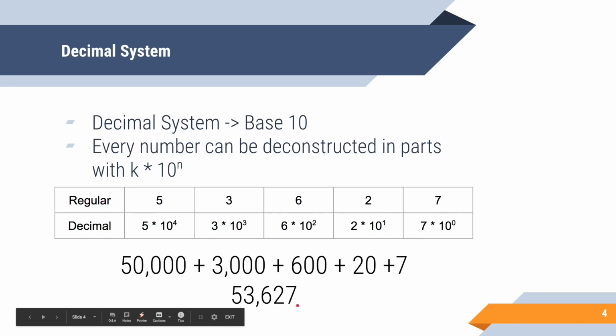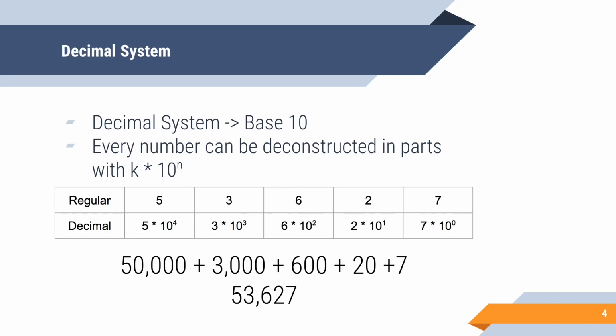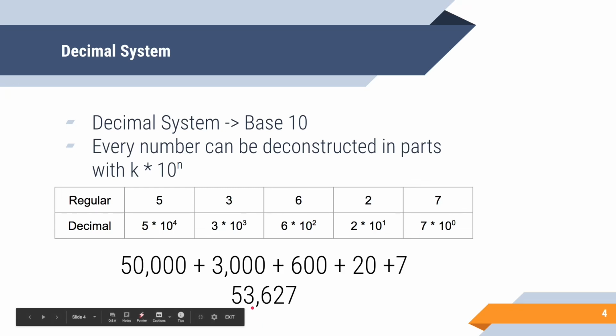All right, so 53,627. What's 10 to the power of 5? 10 to the power of 5 is 100,000. The best way I remember it is that whatever number we put in the top of 10, that's the number of zeros. So if it's 10 to the power of 5, there are 5 zeros, so that would imply that it's 100,000. So does 100,000 fit in 53,627? I don't think so.